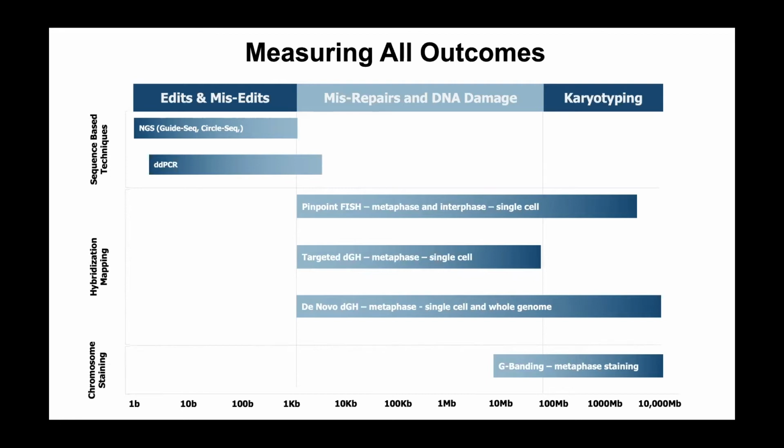In addition to unbiased measurements or mapping of entire genomes with de novo DGH, targeted DGH can be used to map the structure of edit sites and quantitatively track edit site structural variants. Pinpoint FISH and G-banding are not required and have lower specificity and resolution than DGH assays. They are useful, however, as orthogonal confirmation tests, or in the case of Pinpoint FISH, which uses the DGH probes, for measuring specific structural variants in tissues.